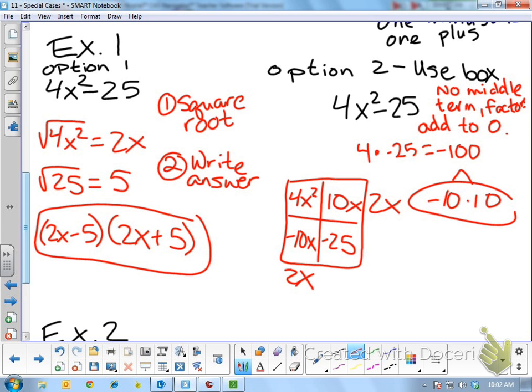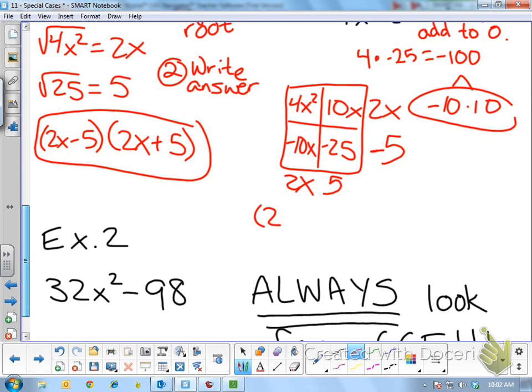Okay, what about the bottom row? What divides into both negative 10 and negative 25? 5. Is it positive or negative? Negative, because the first one, the negative 10x, is negative. If we go down, the first one this time is positive. So now we see we get the same answer. We have 2x plus 5, 2x minus 5.